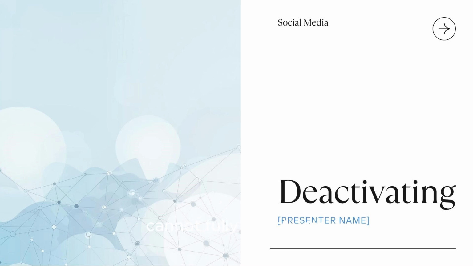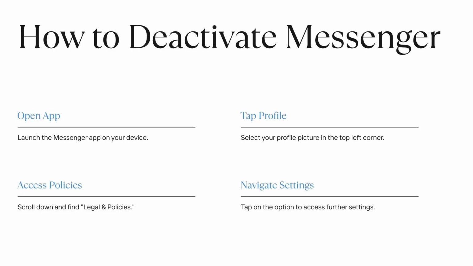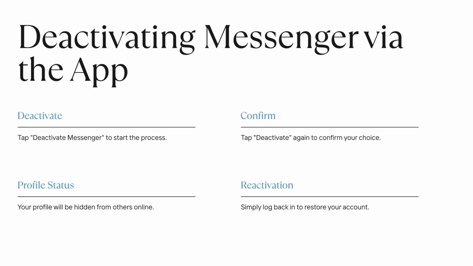You cannot fully deactivate Messenger without deactivating Facebook. However, you can deactivate your Messenger visibility. Open the Messenger app and tap your profile picture. Scroll down and select Legal and Policies. Tap Deactivate Messenger. Confirm by tapping Deactivate.